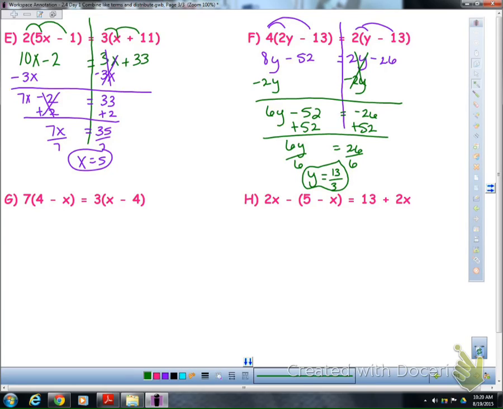So pause the video. Okay, if we look at example G, it's very similar, so pause the video, and I want you to do example G on your own.